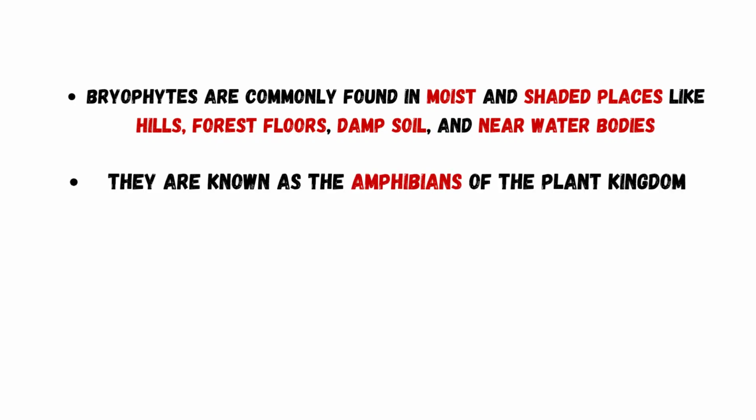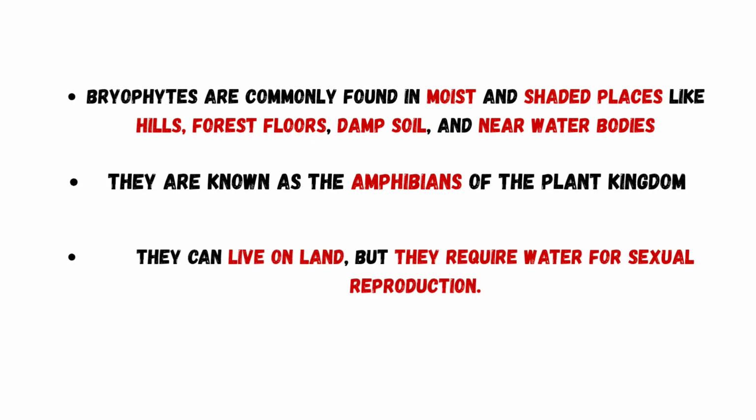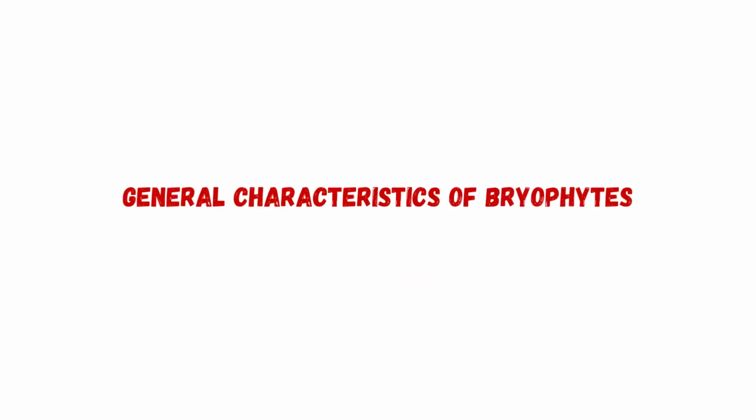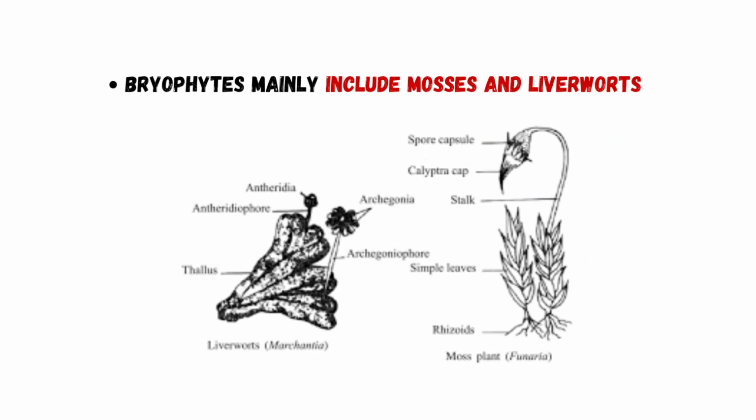They are known as the amphibians of the plant kingdom because they can live on land but they require water for sexual reproduction. Now let us understand general characteristics of bryophytes. So bryophytes mainly include mosses and liverworts.